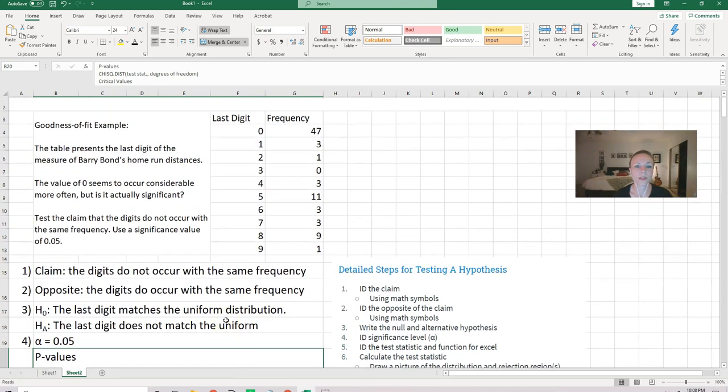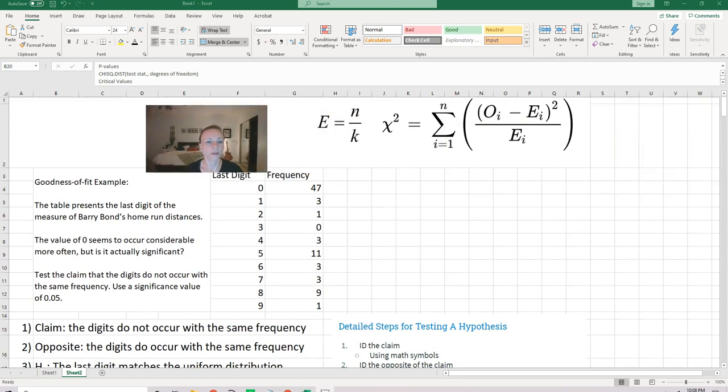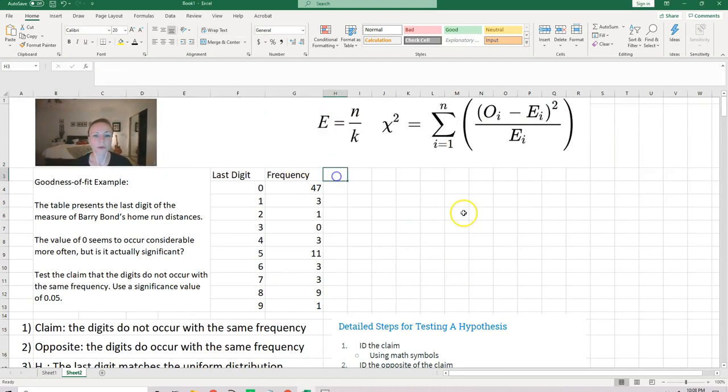Okay, so let's focus on getting these two equations calculated, and we're going to do that in Excel. Scrolling up and creating this next to our data set, just to make it simple, we'll make a column for E, and then we'll make the chi-squared column. So this will be the O minus E squared divided by E.